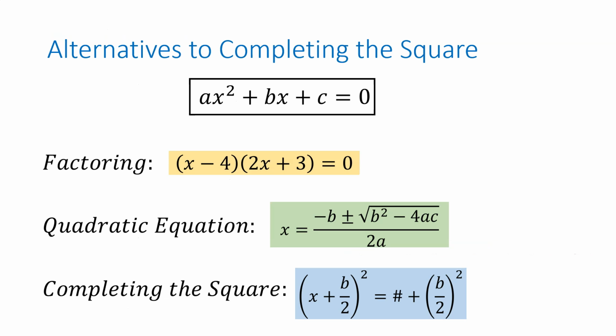Completing the square is only one of 3 usual methods for finding the roots of a quadratic function. The first method is factoring, but this doesn't always work because not all equations are easily factorable. The second is the quadratic equation, which we just derived. And finally, there's completing the square.